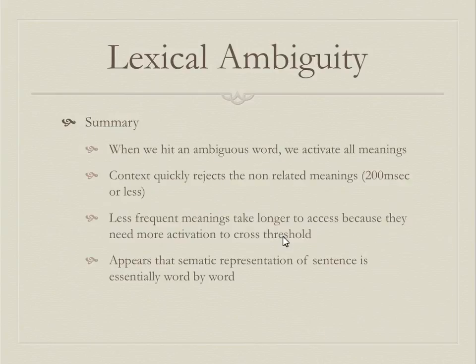Right? And so in summary, when we hit an ambiguous word, we'll activate all the meanings of those words. So that's been fairly well supported now. However, context is so fast at rejecting the non-related meanings, 200 milliseconds or less, that often we'll miss the fact that we've activated all those different meanings. If the meaning is less frequent, and that's the right one, it takes much longer to access because it just needs more activation, because frequency is kind of like tamping it down.